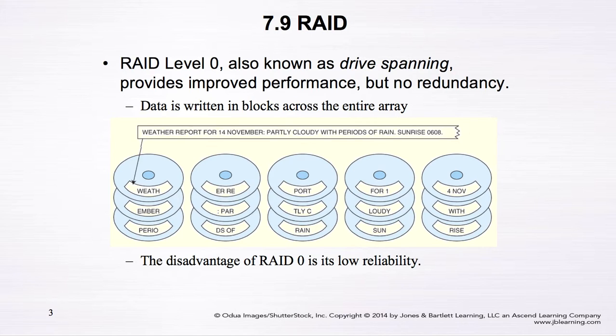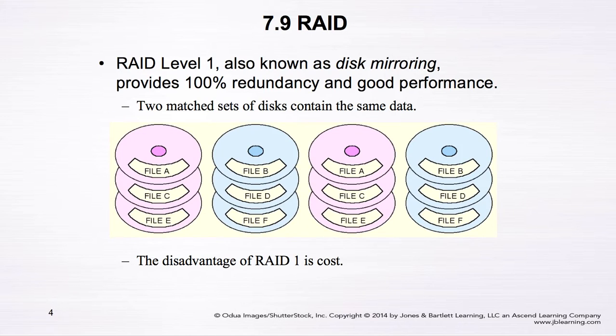So that's the first type of RAID. The second type of RAID we call RAID level 1. This is known as disk mirroring. This provides 100% redundancy and very good performance as well. Basically, in this approach, two sets of disks contain the same data. Each time data is written into the system, it is duplicated onto a second set of drives called the mirror set. For example, here's the first set with file A, and we also have another set that's a duplicate of this one.